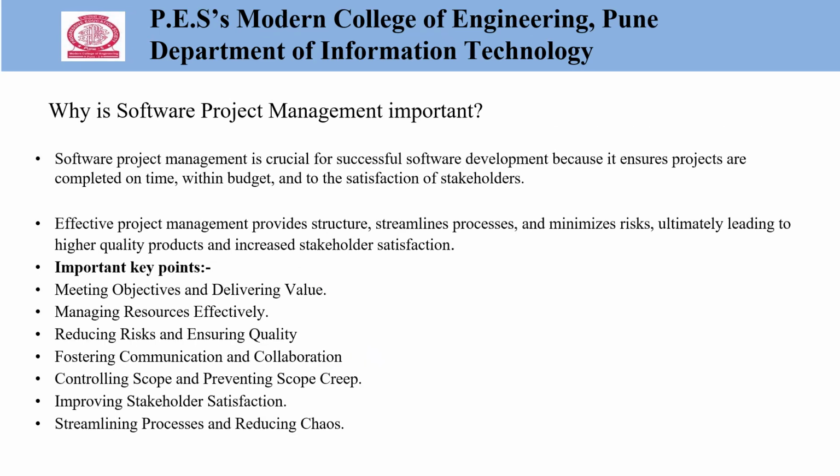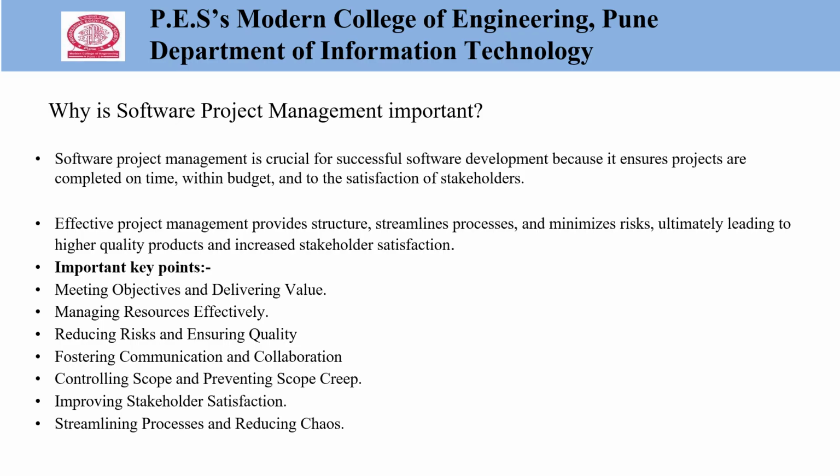Okay. Now see why software project management is important. Till now we have learned what software project management is. Now we see why it is important. Software project management is crucial for successful software development because it ensures projects are completed on time, within budget, and to the satisfaction of the stakeholders. Some important key points of software project management are these.